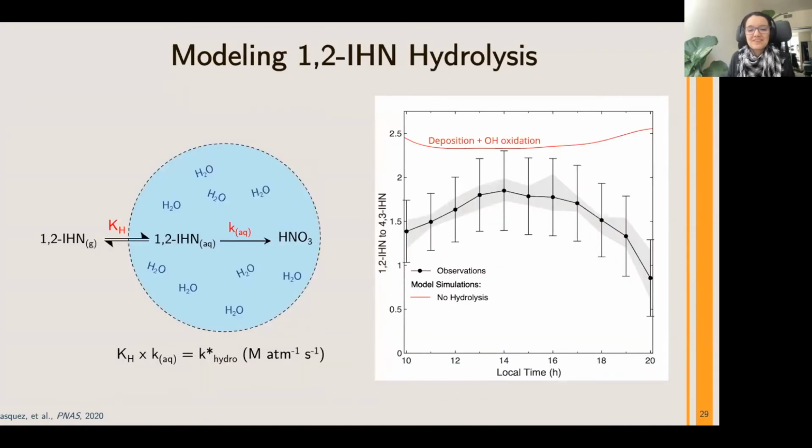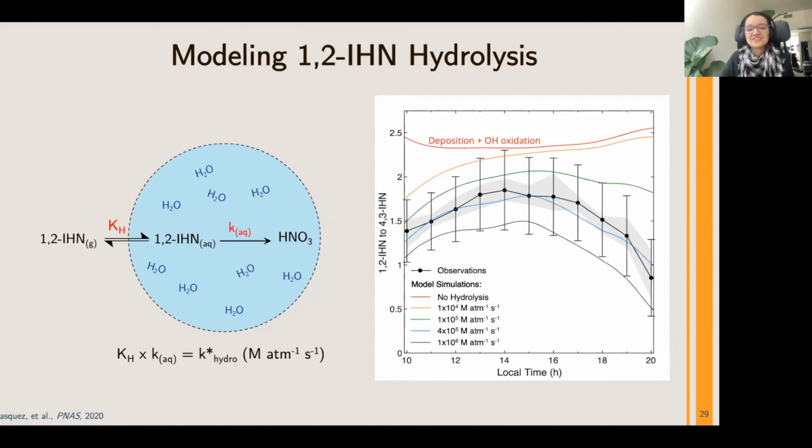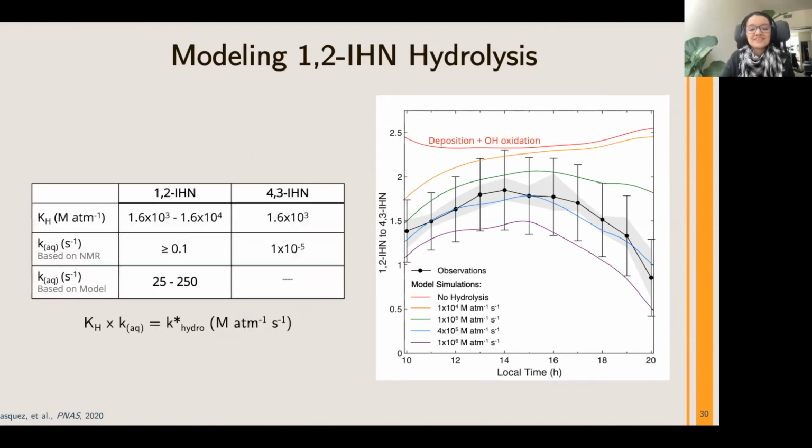So since we have a little bit of evidence, we can start modeling hydrolysis in an atmospheric model. We can just change the rate until it starts corresponding with the signals that we saw. And based on the NMR, we saw that it was greater than 0.1 per second. And then based on the model, we can constrain it even further to 25 to 250 per second. And again, this is extremely fast, especially compared to the other isomer.